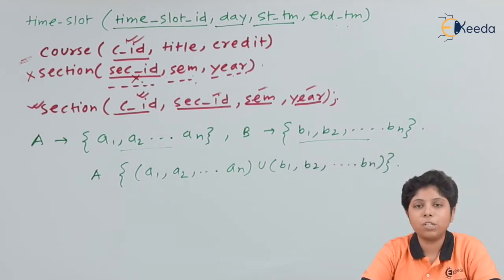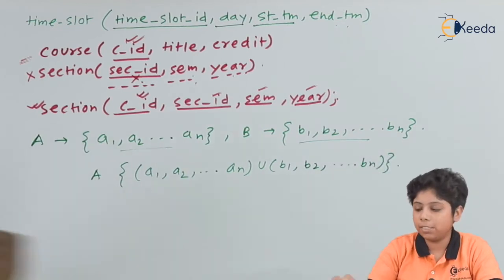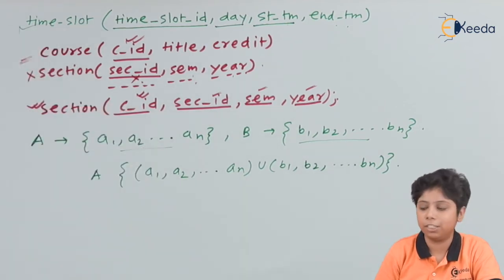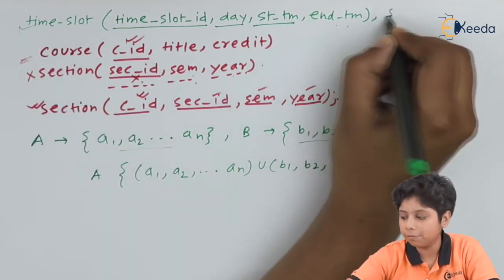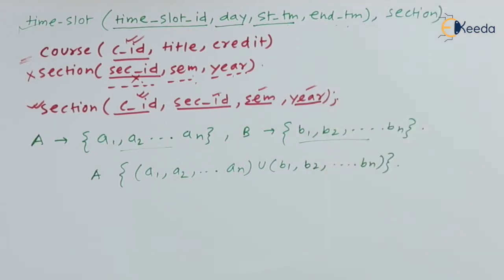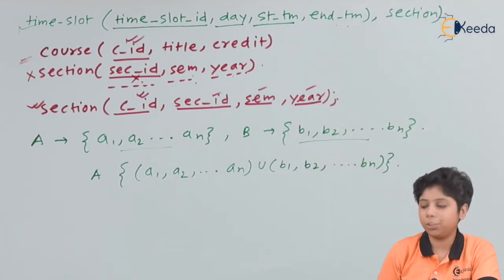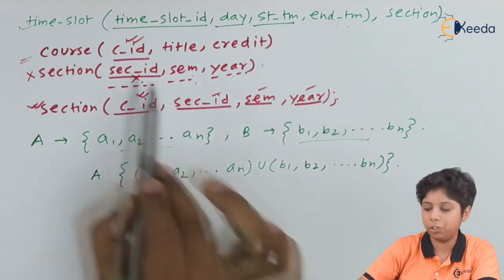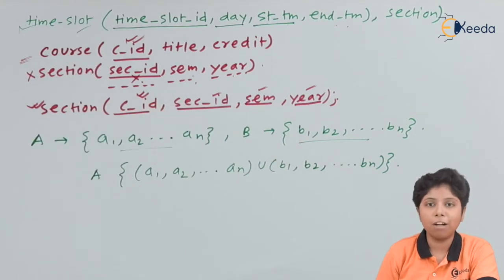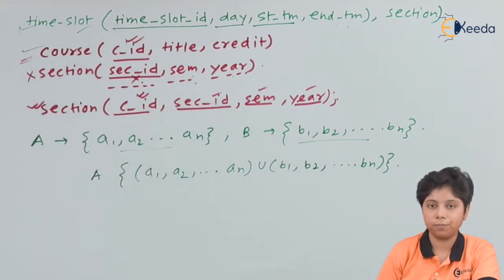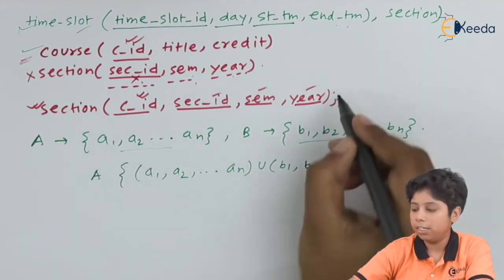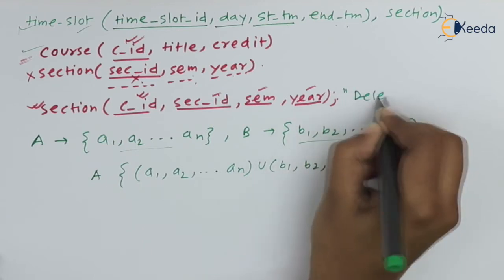Now, if there exists a referential integrity where this one is getting referenced onto another relation. Section is a part of the time slot relation. So if I make a part in it, then it will refer to the primary key of the section ID, course ID, semester and year in the time slot without any direct relation to the course. Now we can say that the referential integrity will be made on delete cascade.